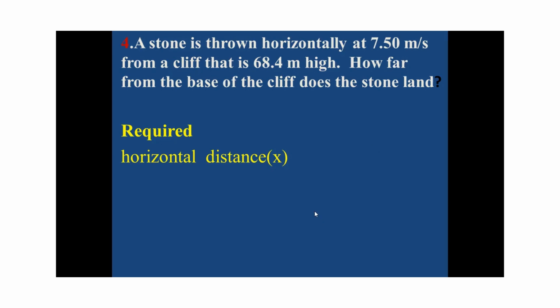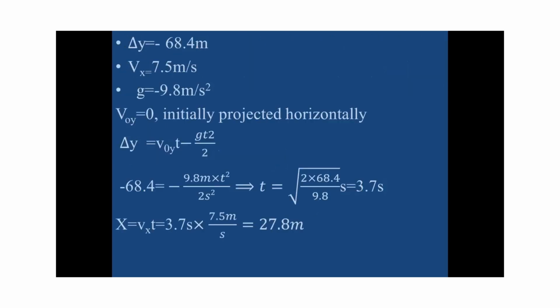In this case, the required is the horizontal distance. Here the vertical displacement is minus 68.4 meters, because it is negative, the final point is less than the initial point. The change in displacement in the vertical direction is negative, and the horizontal component of the velocity is 7.5 meters per second, which is constant, and the acceleration due to gravity is minus 9.8 meters per second squared, and the vertical component of the velocity is 0 because initially the object is projected in the horizontal direction.